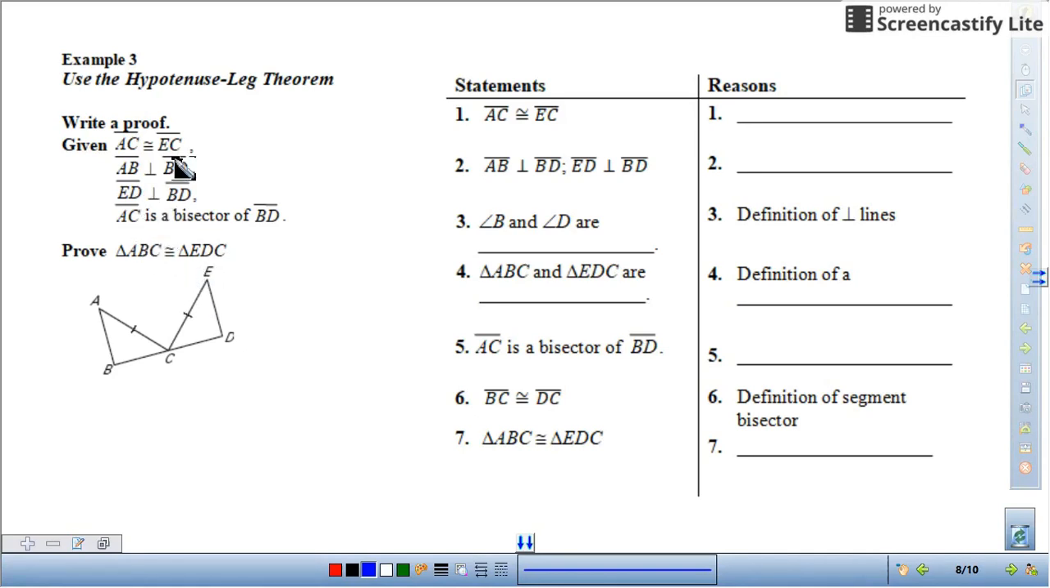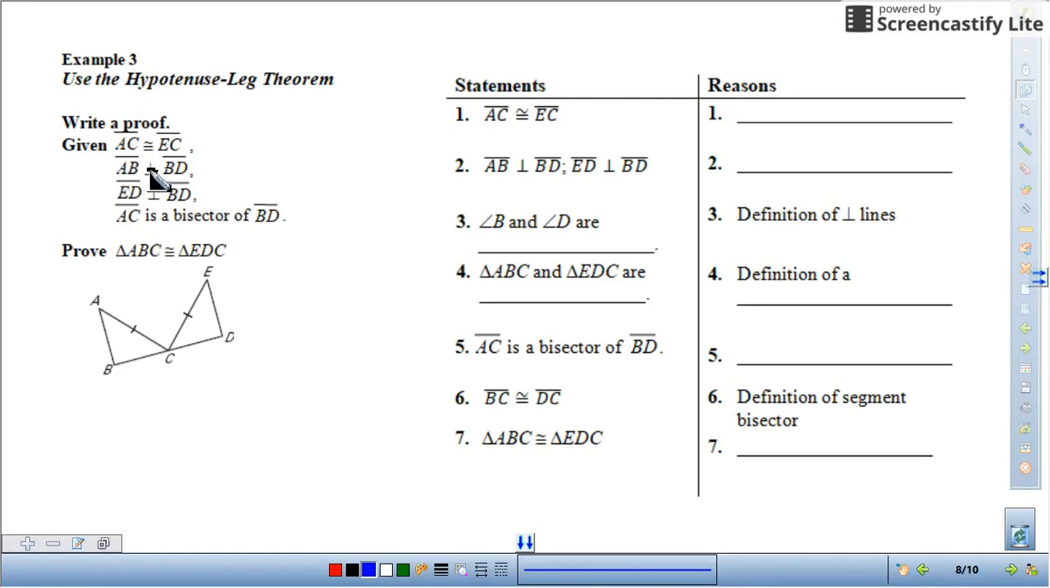So let's take a look again at these givens. We have quite a few here, so let's take a little bit more time to look at them and see what that's telling us in our diagram. So we are given that AC is congruent to EC. You can see that that is already labeled in our diagram, that those two sides are congruent.